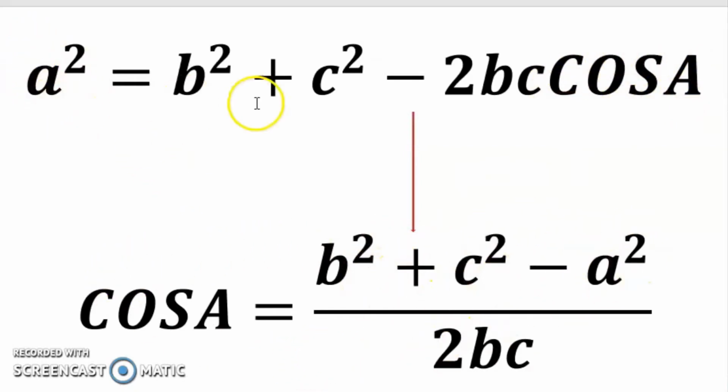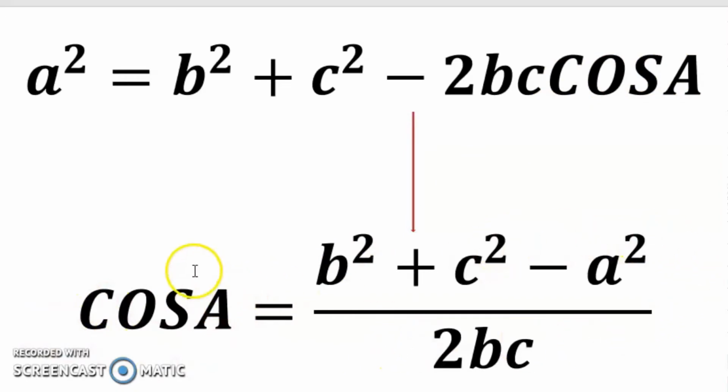You can find this first formula in your four-figure table, but you will not see the second one in your four-figure table. If you are asked to find an angle, you use the second formula, while if you are asked to find a side, you use the first formula. So when this first formula is given to you, you can also simplify this by making cos A the subject of formula in order to get or arrive at this.